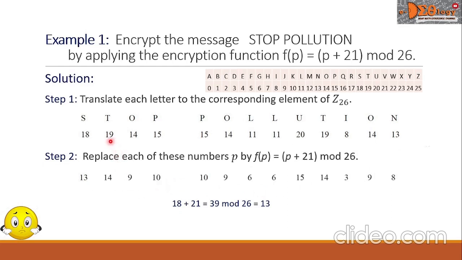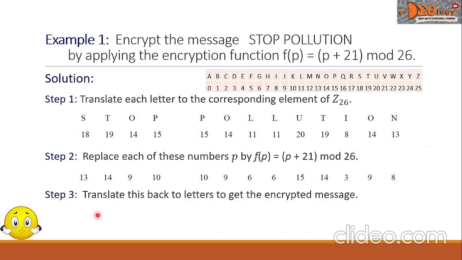We're going to use this pattern for all the remaining numbers. It means 19 becomes 14, 14 is 9, 15 is 10, 14 is 9, 11 is 6, 20 is 15, 19 is 14, 8 becomes 3, 14 is 9, 13 becomes 8.